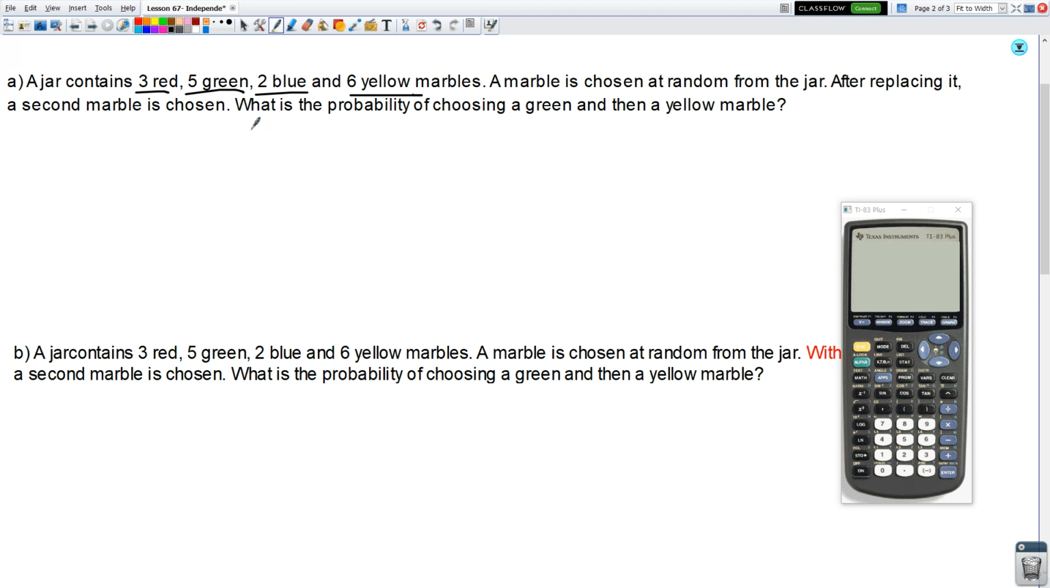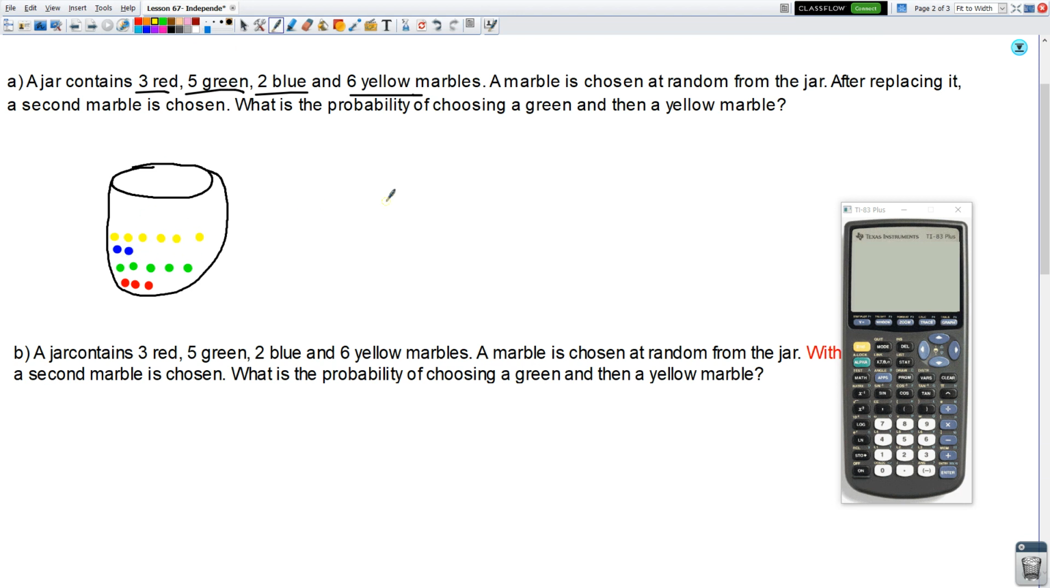Okay, so let's picture the scenario here. So you have a jar here. Well, imagine that that's a jar. And in it, we have different marbles. We have 3 red. We have 5 green. We have 2 blues. And we have 6 yellow. So we have a jar, and then we have these marbles.